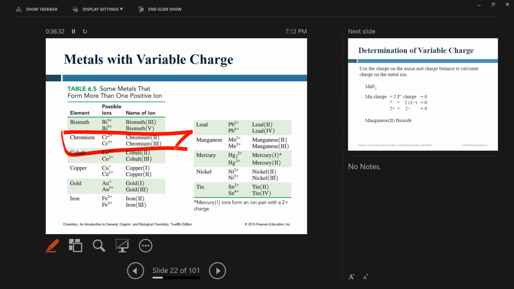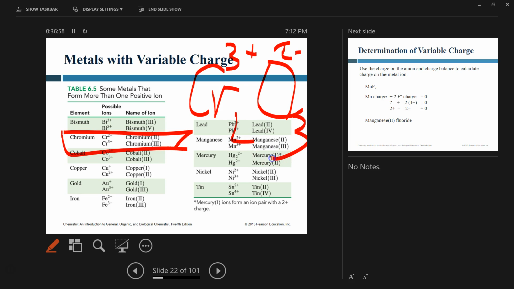So how do we figure it out? Chromium, we keep in mind, 3 oxide. So that 3 means what's the charge on chromium? 3 plus. Oxygen is 2 minus. What should be the subscripts? 2 and 3. Yeah, exactly. 2 and 3. That's chromium 3 oxide. Does that make sense?